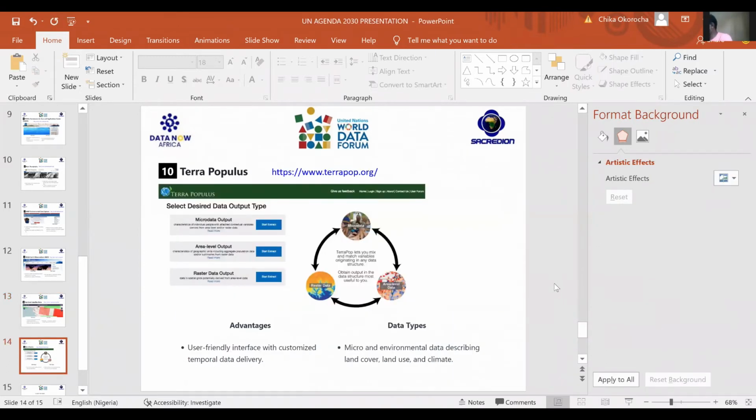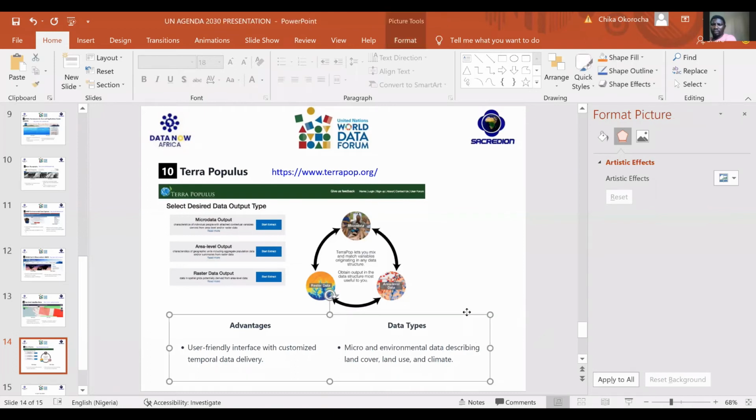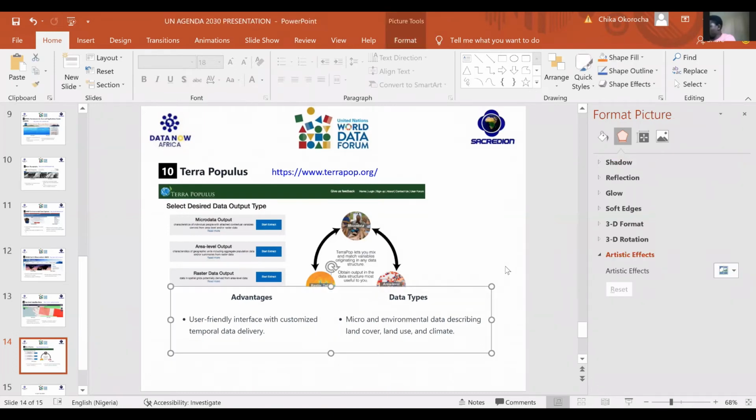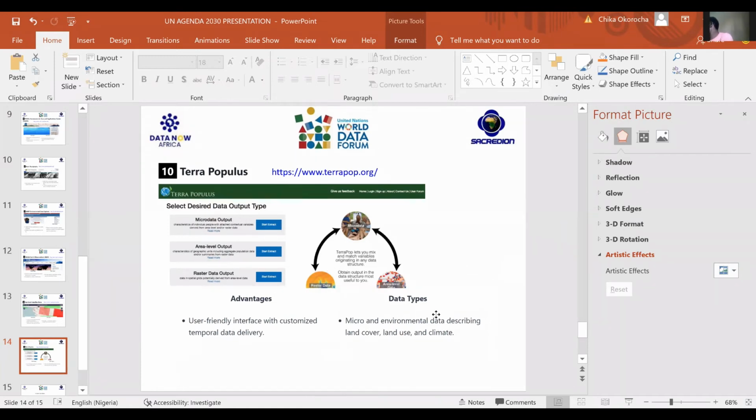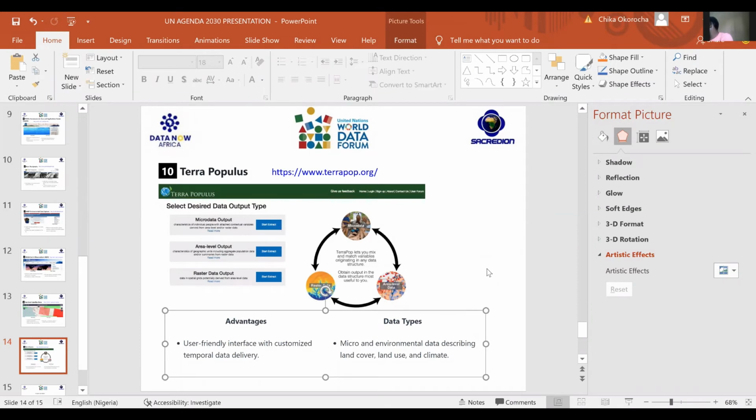The last on my list is the TerraPop platform, www.terrapop.org. From this platform, you have a user-friendly interface with customized temporal data delivery. The kind of data you have here is micro and environmental data describing land cover, land use, and climate change. So if you see what we've gone through, you'll discover that the platforms I've shared with us have availability of open data sources.